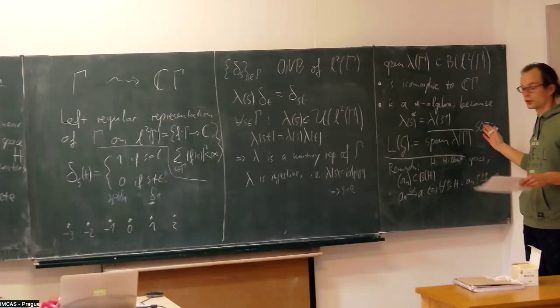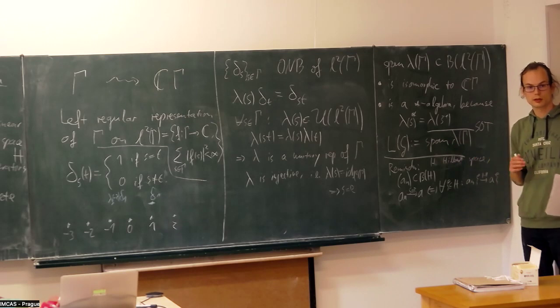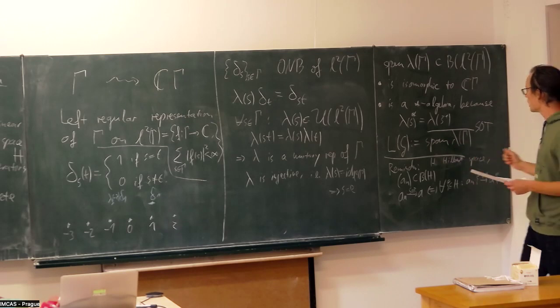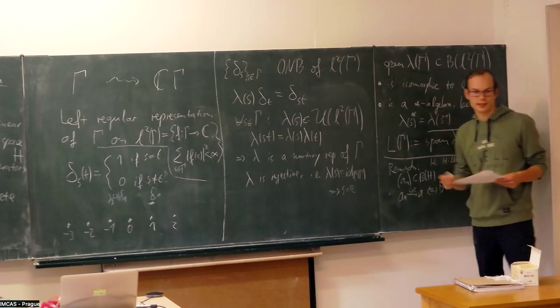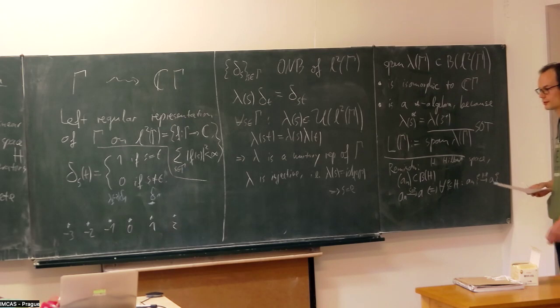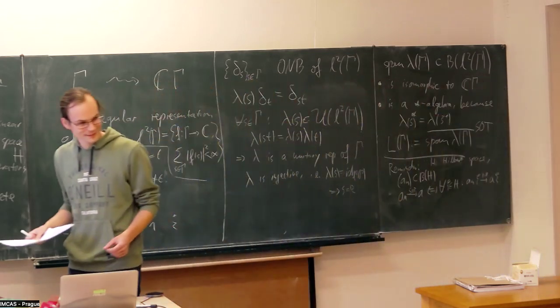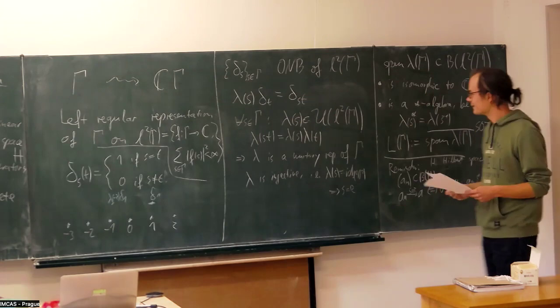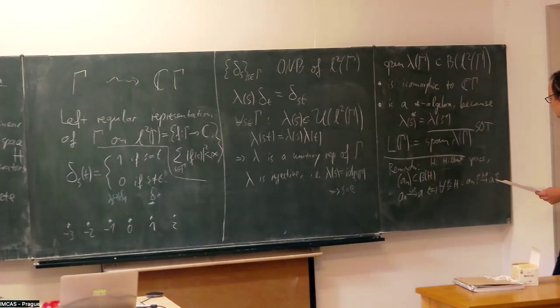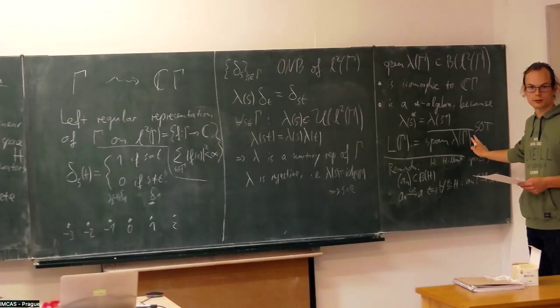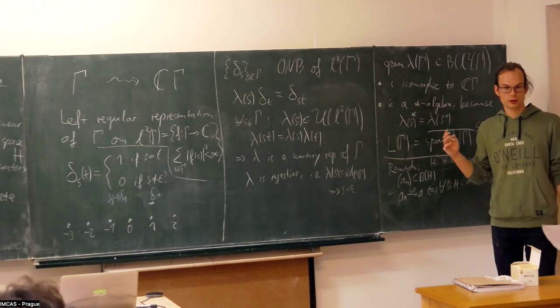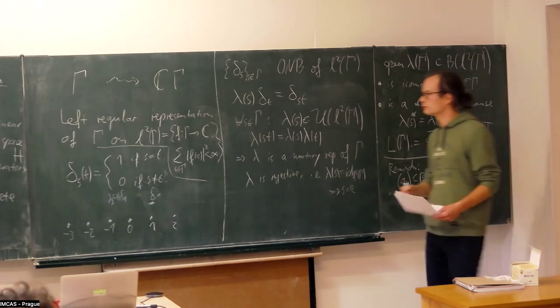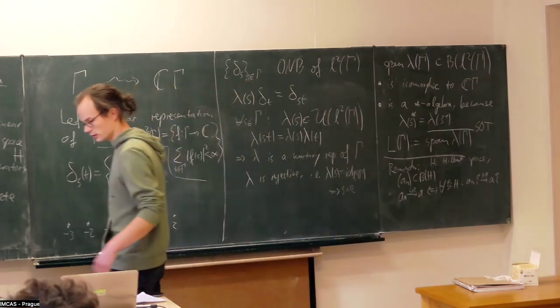And this is what we want to take the closure in. And this is our group von Neumann algebra. Okay, so why is this a von Neumann algebra? Is there anybody who does not know what a von Neumann algebra is? Okay, great. Then let me quickly talk about that.